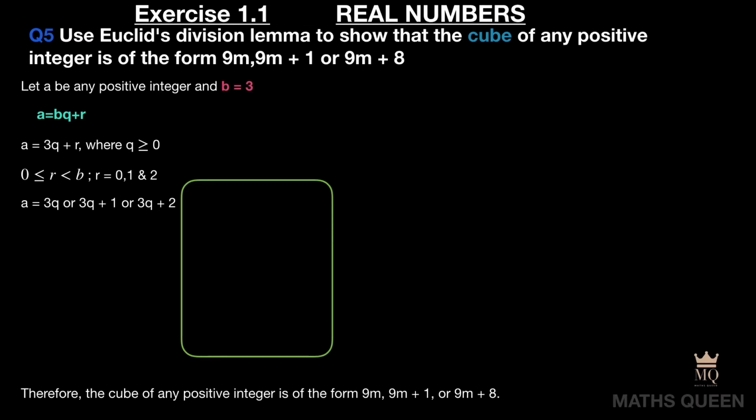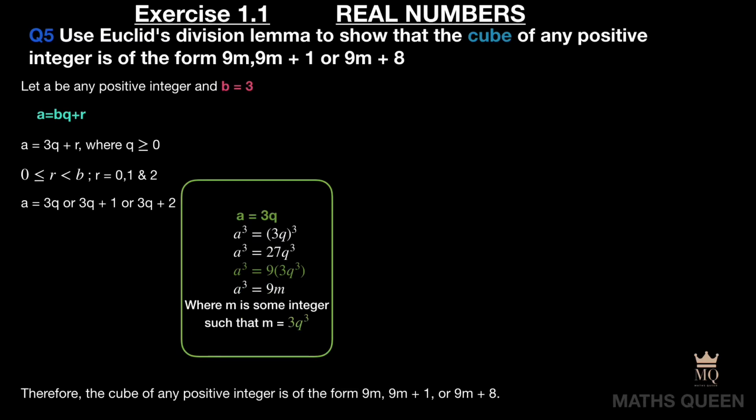Case 1 is a is equal to 3q. Now what should we do? We should find the cube. Finding the cube on both sides, we have a cube is equal to 3q the whole cube, that is equal to 27q cube. So here we should take 9 as common. So taking 9 as common, we have a cube is equal to 9 into 3q cube, that is equal to 9m, where m is some integer such that m is equal to 3q cube. Clear?